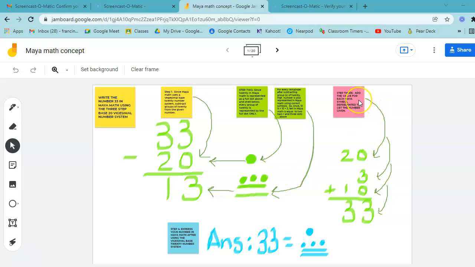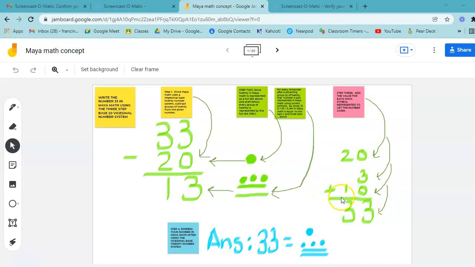Step 3. Add the value for each Maya symbol represented to get the number given. So, the first symbol that we have here is a full dot bean, which represents 20. It has a value of 20. Following, 3 unit beans, which represents 3. And we have 2 horizontal bars, each equivalent to 5. That will be 5 plus 5, or 5 times 2, and that is equal to 10.